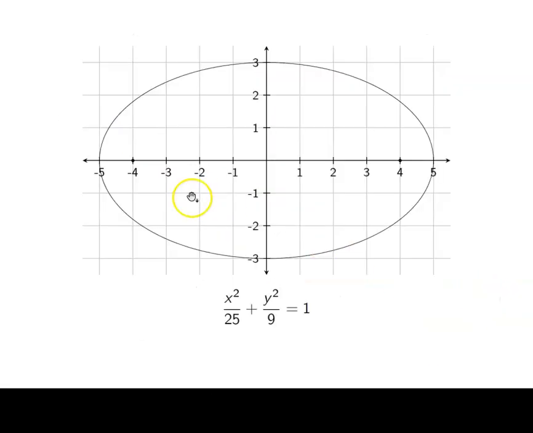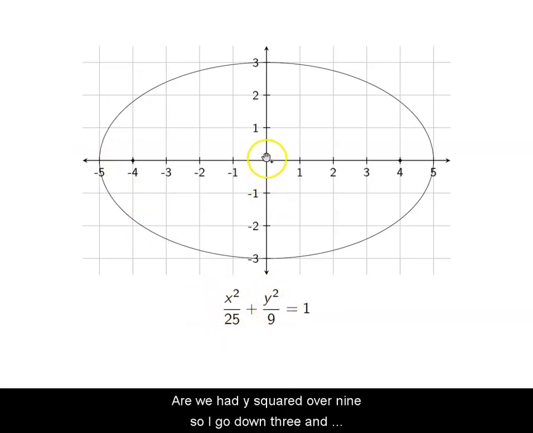So let's go ahead and look at the graph. So this is the graph of x squared over 25 plus y squared over 9 equals 1. So notice that my foci are at 4 and negative 4, and the vertices at 5 and negative 5. Okay, that's based off of this, and it's along the x-axis. Okay, that's my major axis, and those are the vertices on the major axis. Okay, they coincide with the equation. Here we had y squared over 9, so I go down 3 and up 3, and these are the vertices for the minor axis. Let's do one more example.